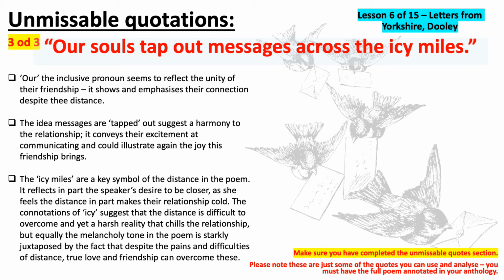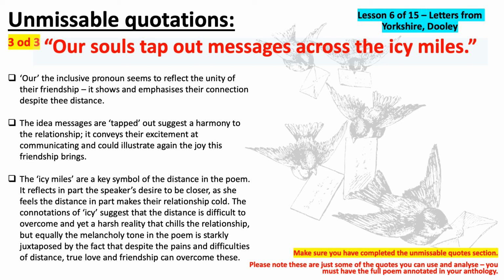Now, of course, the most significant part of the poem, the most significant line of all in the poem, is the idea that they can cross the icy miles. Their communication can overcome the distance. Their communication can break down this cold friendship and make it warm and loving again. And the icy miles are a metaphor for the distance that is between them. The distance that is between her and the city and him in the countryside.